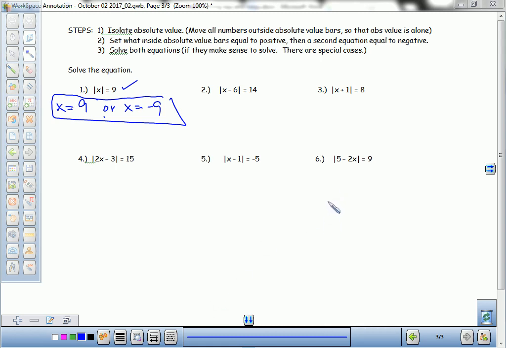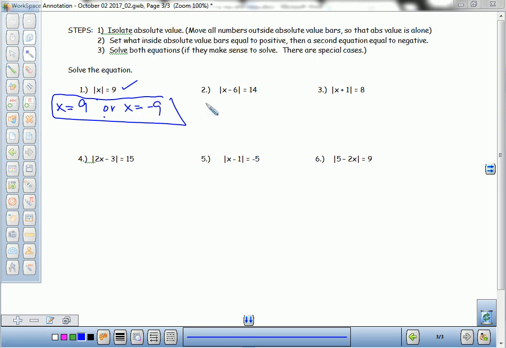We will, but first we have to think about it. So isolate the absolute value, done. All we have is the absolute value over here. Now, all of this stuff could equal positive 14 and it be true, or all of this stuff could equal negative 14 and it would be true, because the absolute value of positive or negative 14 is 14.